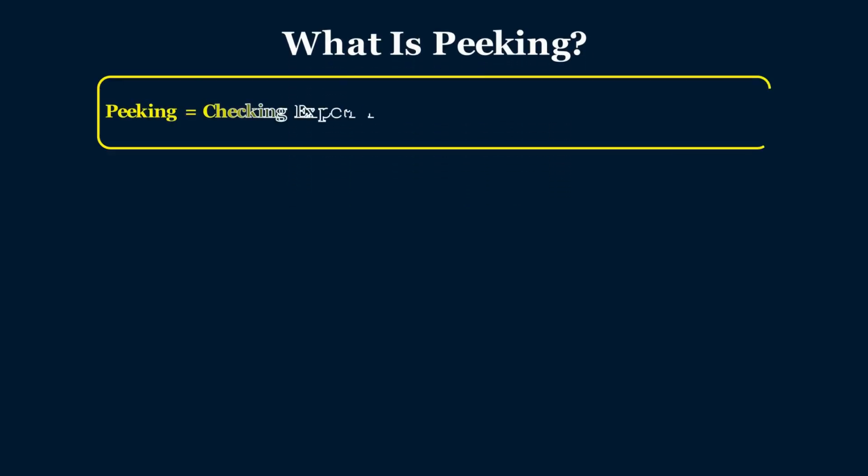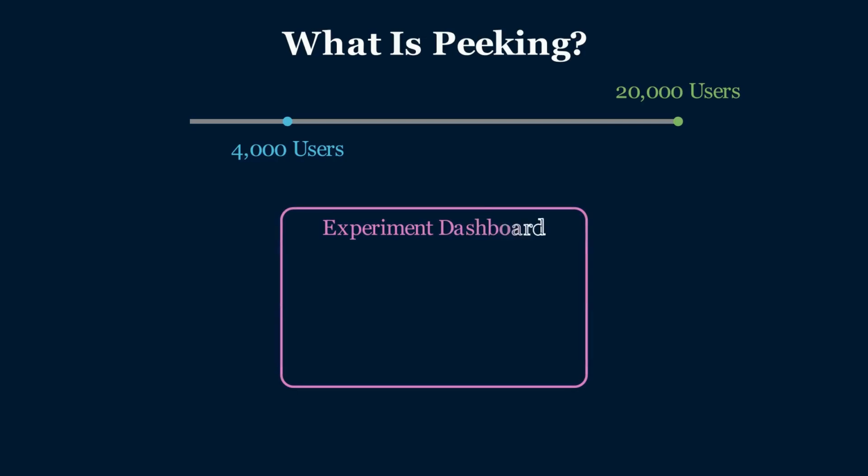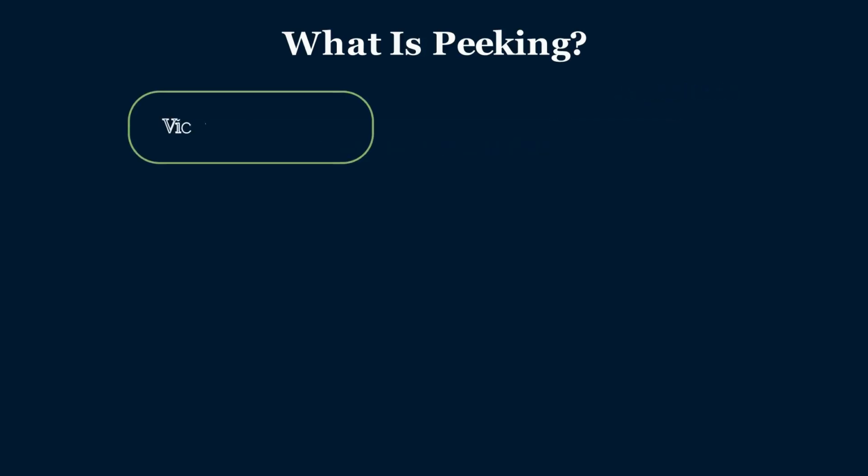What exactly is peeking? Peeking simply means checking experiment results before the experiment reaches its planned stopping point. For example, suppose your experiment was designed to collect 20,000 users. But after only 4,000 users, you check the dashboard, waiting for statistical significance to appear. If the result looks significant, you stop. If not, you continue. That is peeking.